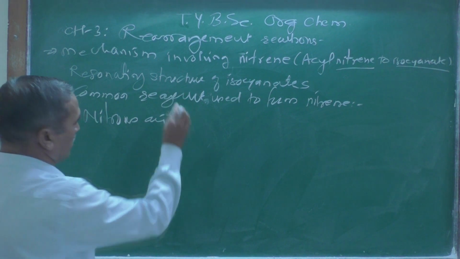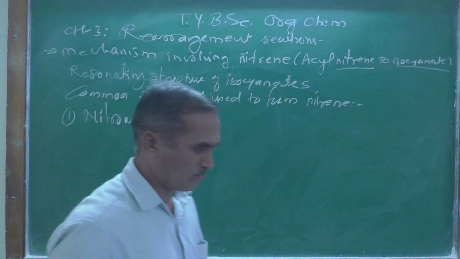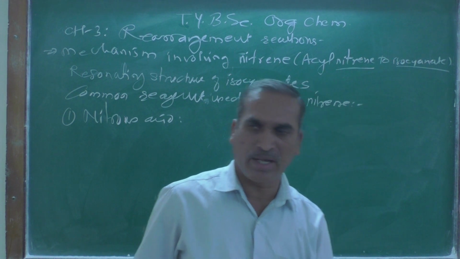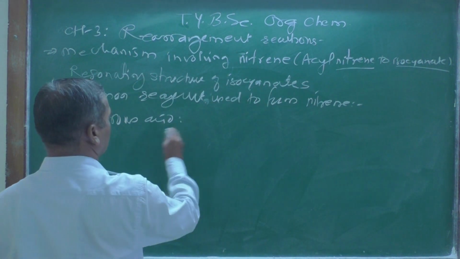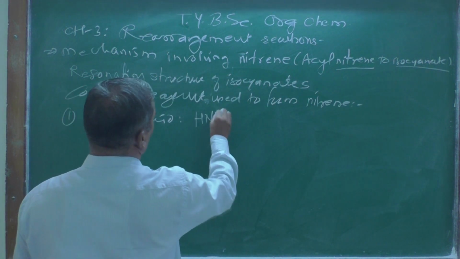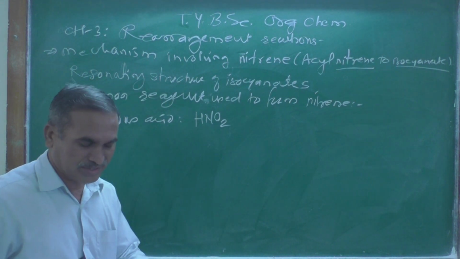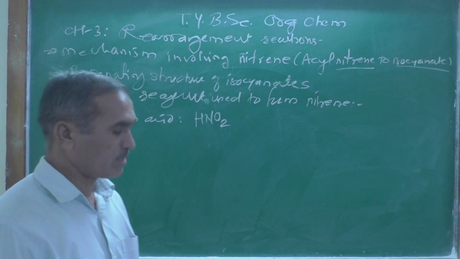This is a common reagent used for obtaining a nitrate, and nitrous acid means HNO2. This is called nitrous acid or nitrite.